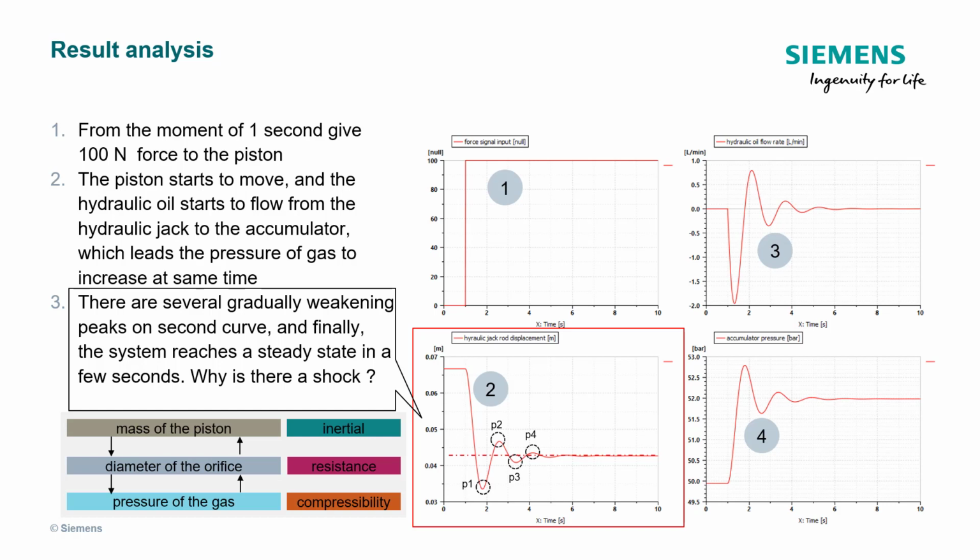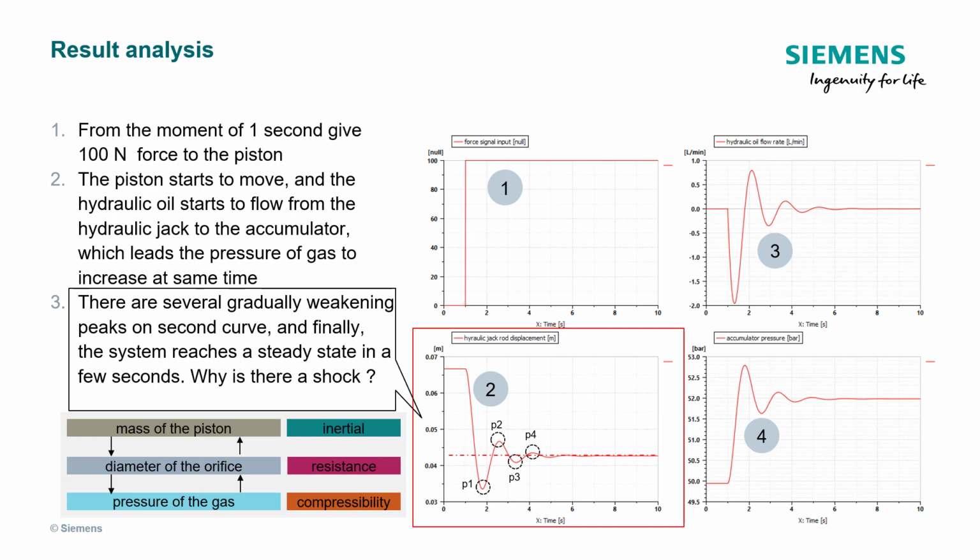We can get the results after run the simulation. In this process, the piston starts to move and the hydraulic oil starts to flow from hydraulic jack to the accumulator, which leads the pressure of gas to increase at the same time. There are 4 curves on the right. The first curve is the force applied on the rod of piston. From the moment of 1 second, a 100 Newton force is applied to the rod.